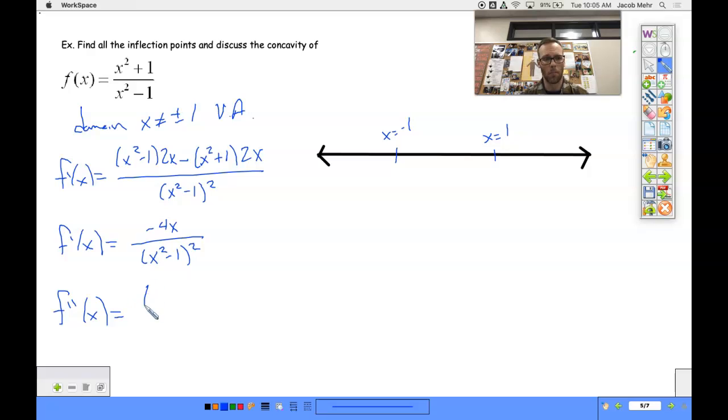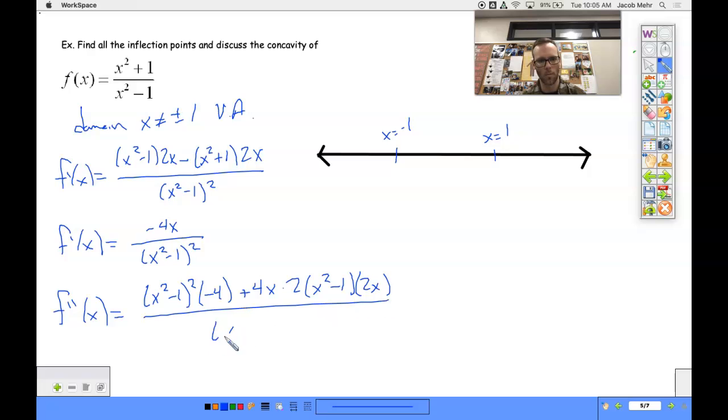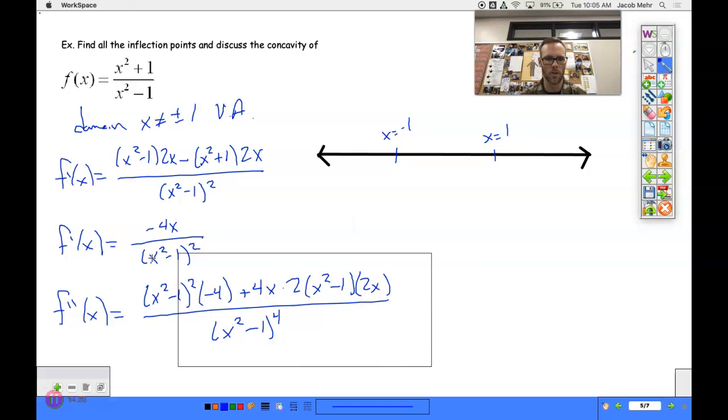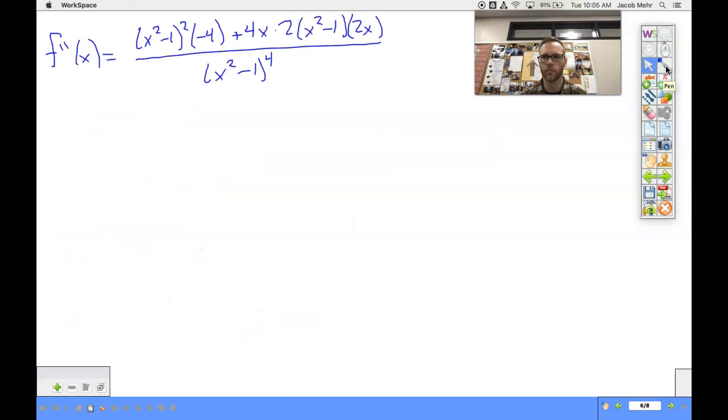Second derivative time. Quotient rule again. Bottom d top minus top d bottom, chain rule, 2 times x squared minus 1 to the first times the derivative of the inside, 2x, over bottom squared, which would now be the fourth. I'm going to keep working on the next page here.